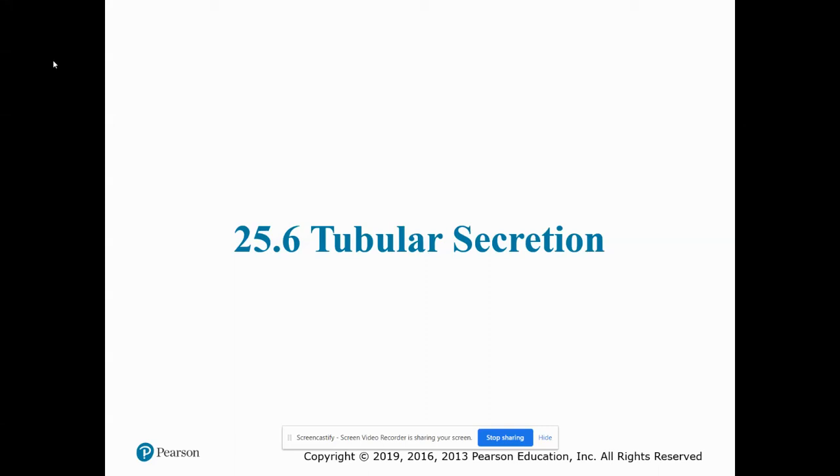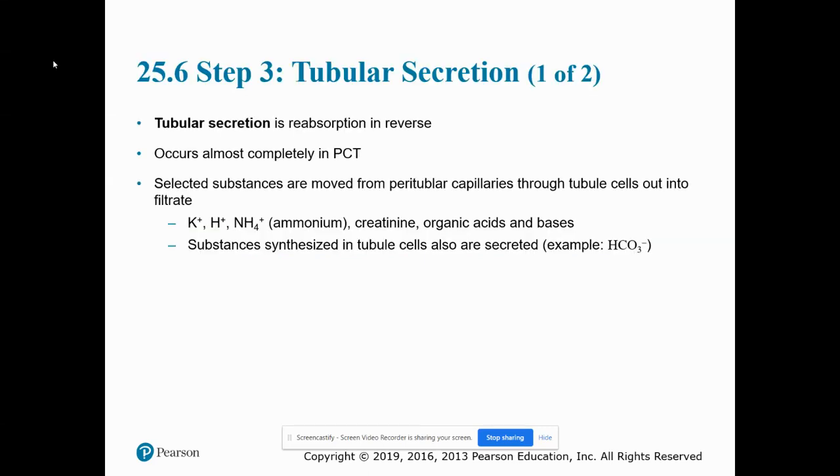So this video is going to be on tubular secretion. And tubular secretion is just reabsorption in reverse. We're just taking substances from the blood and we're putting it back into the filtrate. And this is going to occur almost completely in the proximal convoluted tubule.